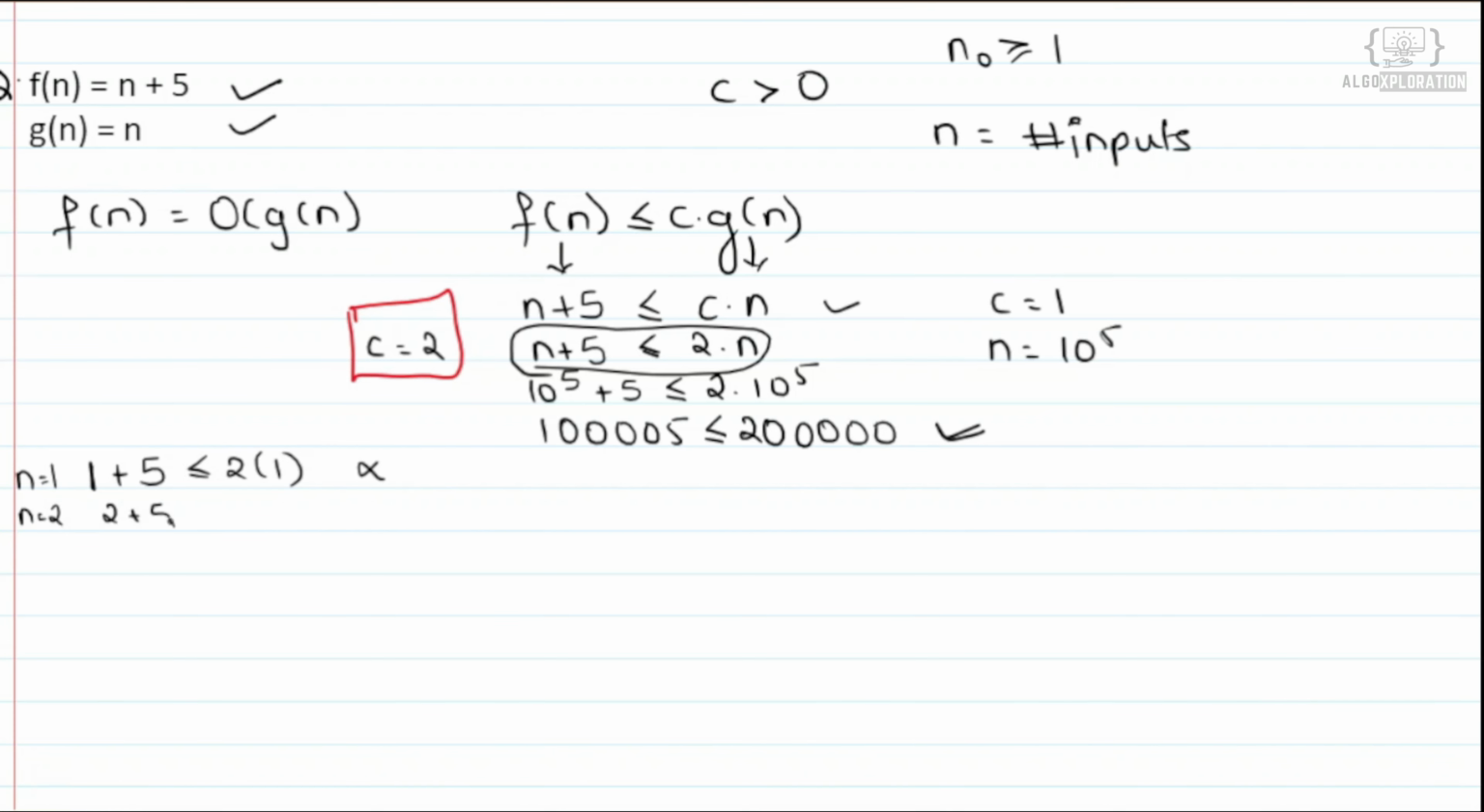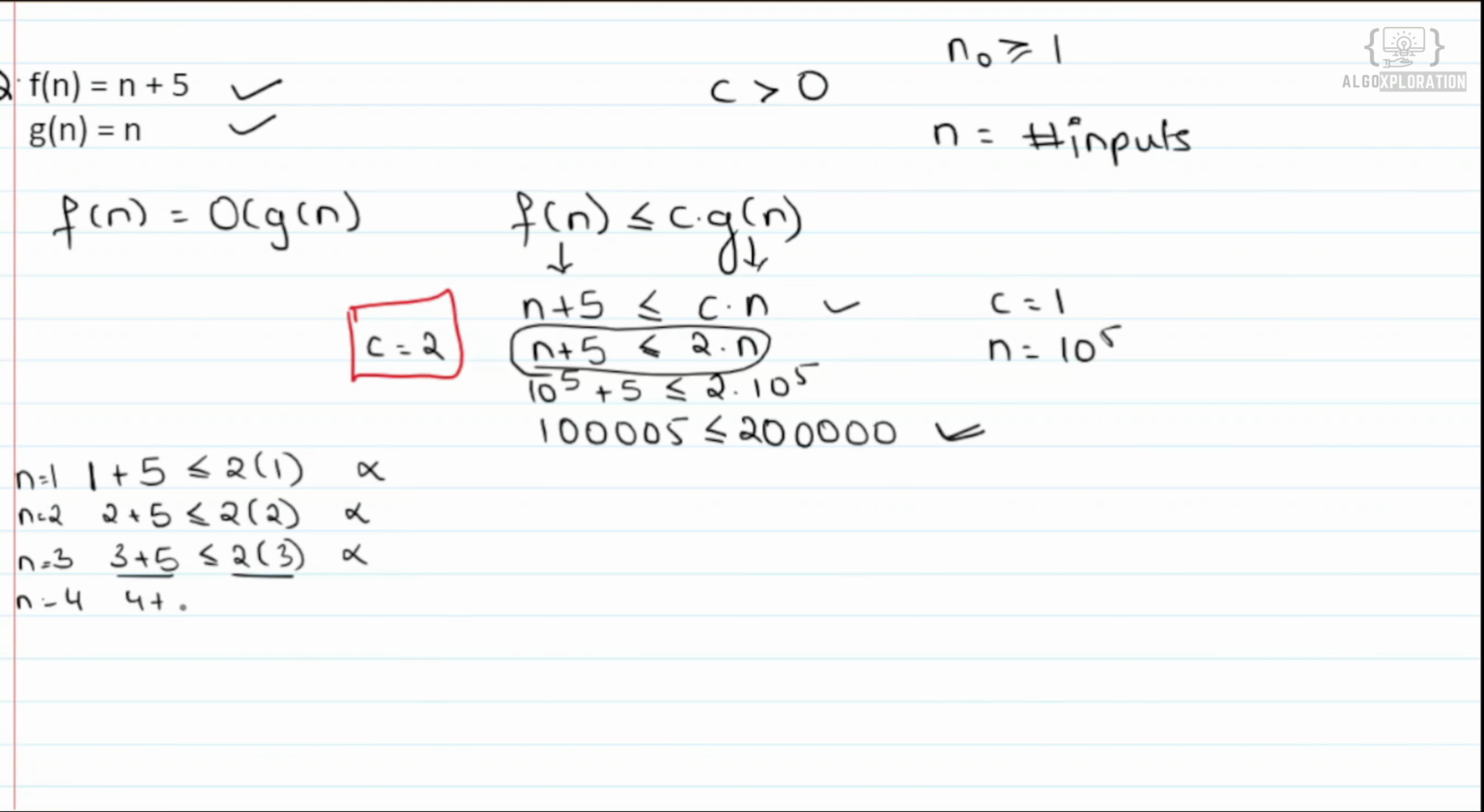2 plus 5 is less than or equal to 2 into 2. Again false. Let's put n as 3. 3 plus 5 is less than or equal to 2 into 3. This is 8 and this is 6. Again false. n as 4.